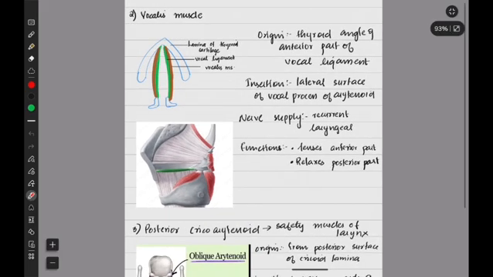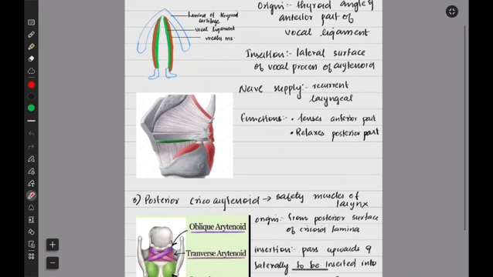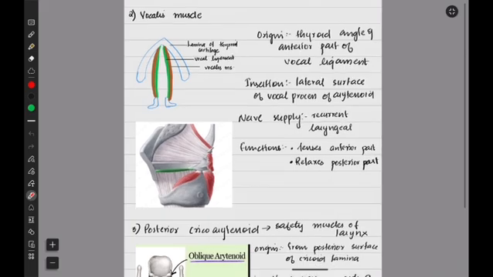Nerve supply is by the recurrent laryngeal nerve and function, it tenses the anterior part and relaxes the posterior part of the vocal ligament. Vocal ligament ൻ്റെ anterior part tense ചെയ്യും and posterior part relax ചെയ്യും. So that is about the vocalis muscle.